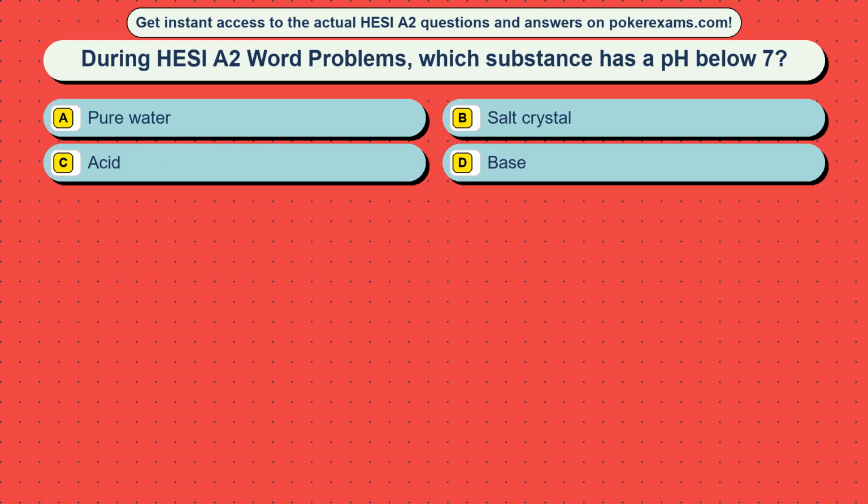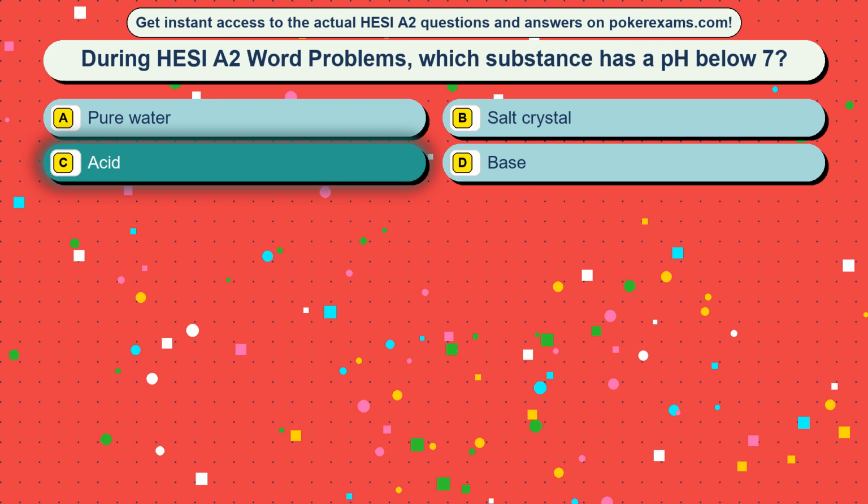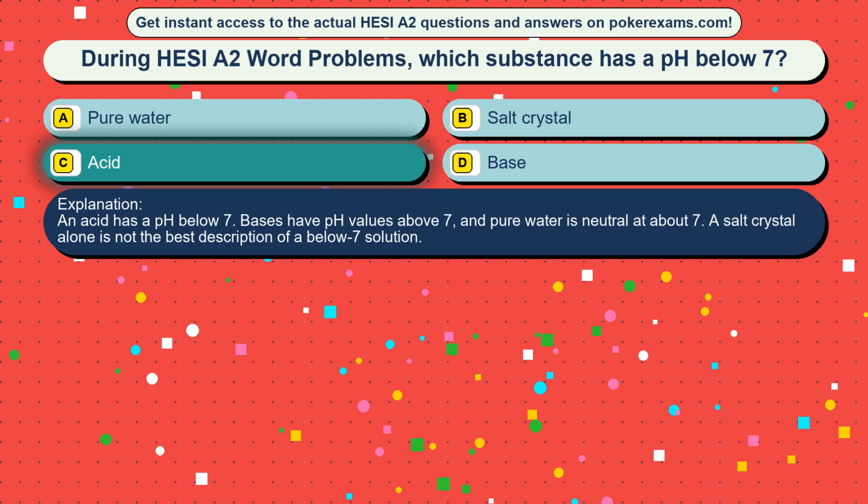Question 11. During HESI A2 word problems, which substance has a pH below 7? Option A, pure water. Option B, salt crystal. Option C, acid. Option D, base. The correct answer is option C, acid. An acid has a pH below 7. Bases have pH values above 7, and pure water is neutral at about 7. A salt crystal alone is not the best description of a below 7 solution.